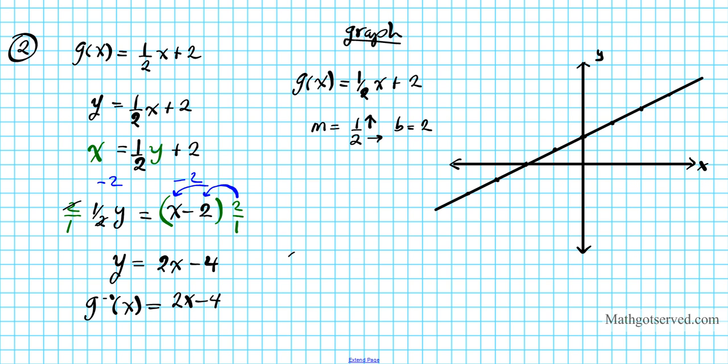We have g to the negative 1 of x is 2x minus 4. So the slope m is 2 over 1, which means you're going to rise 2 and run 1, starting from the y-intercept, which is negative 4. So start out by drawing the y-intercept, 1, 2, 3, 4. And you're going to rise 2, run 1. Three more points: rise 2, run 1. Rise 2, run 1. Rise 2, run 1. You see all these points I'm putting in? The more points you put, the more accurate your graph will be.